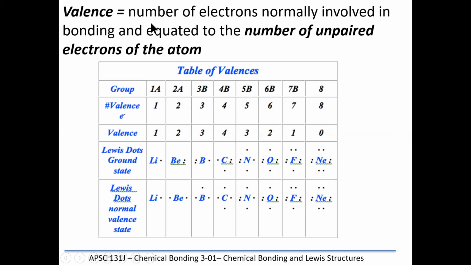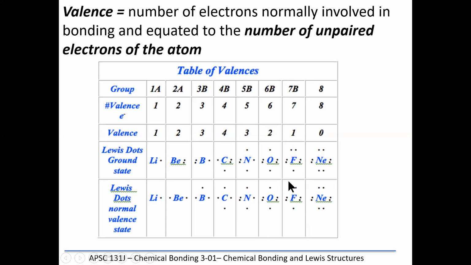So valence can be used to refer to the number of electrons normally involved in bonding. In this case, lithium's valence is 1, beryllium is 2, boron is 3, carbon is 4. Nitrogen, because these 2 electrons are paired up, we say its valence is 3 because it normally forms 3 chemical bonds. Oxygen, we have 6 electrons, but 4 of the electrons are in 2 pairs that are paired up. So we can say the valence of oxygen is 2 because it normally forms 2 chemical bonds.